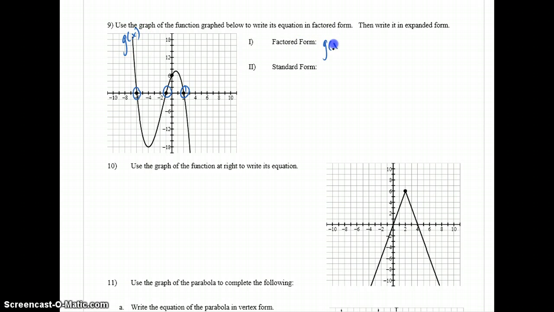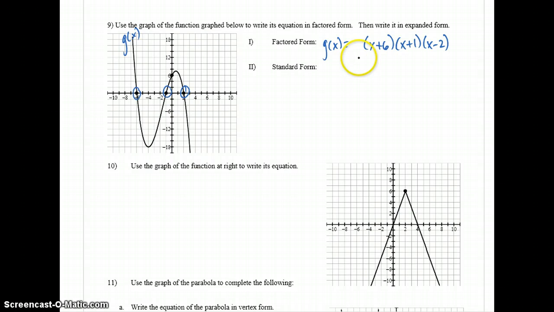So g of x is equal to, and I know that I'm going to have from the minus 6 x-intercept an x plus 6, an x plus 1 from the minus 1 x-intercept, and an x minus 2 from the positive 2 x-intercept. And I have to decide, do I need to put a number in front? You always want to think about that, because often it's going to happen, and if you don't include that, it's not going to match the graph we have made.